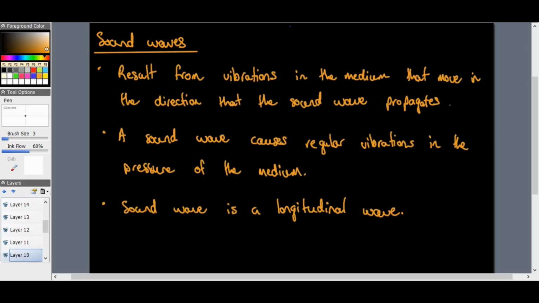A sound wave causes regular vibrations in the pressure of the medium. The type of wave that a sound wave is, is a longitudinal wave. It's not a transverse wave. It's a longitudinal wave in which the particles of a medium move backwards and forwards in a direction that is parallel to the direction that the sound wave travels.